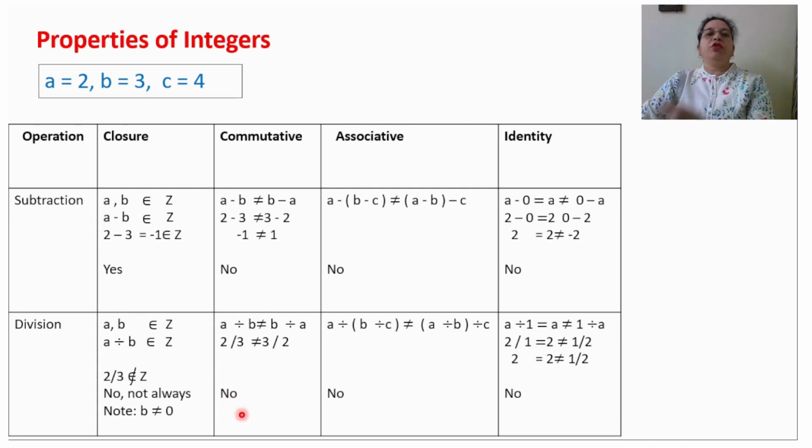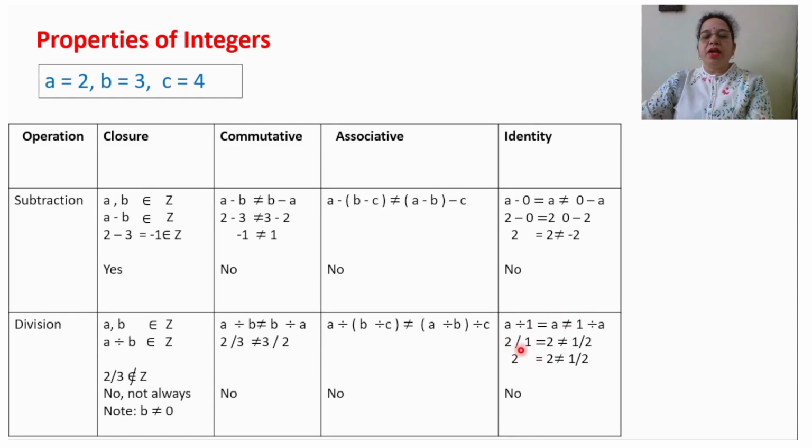Again, by logic, if it is not true for two numbers, then definitely it will not be true for three numbers. So using logic, I am writing here, no, we cannot observe associative property in division of integers. But this is your work. Substitute the values and find out whether the right hand side and left hand side are equal or not. This is your work.